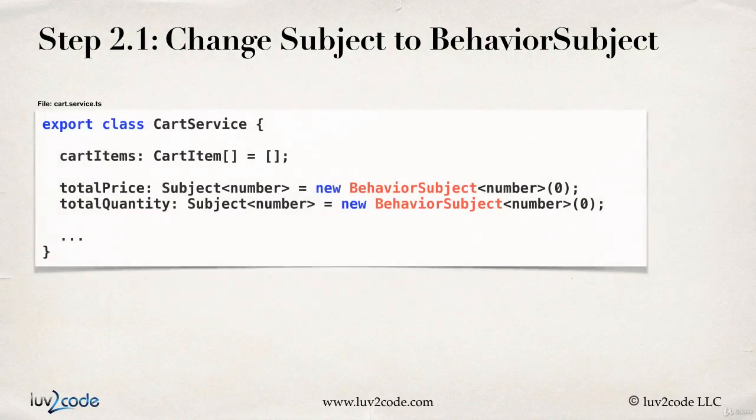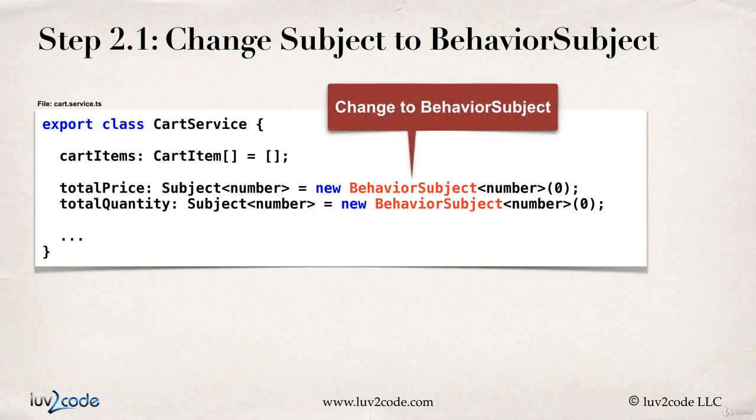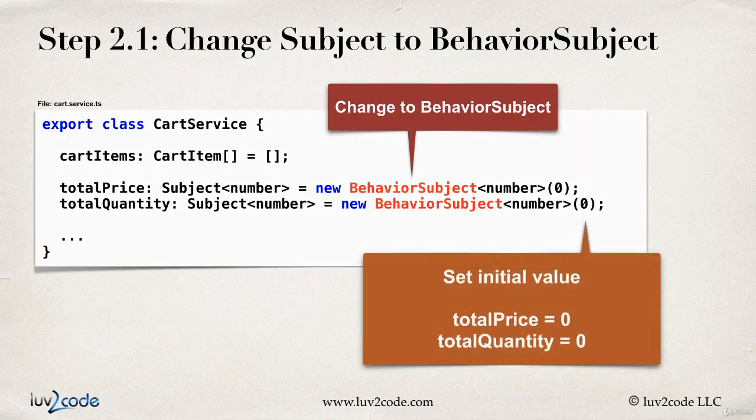And then in step 2.1, we're going to change the subject to a behavior subject. Remember, behavior subject is a subclass of subject. And then we'll give it the initial value, total price of 0 and total quantity of 0. Okay, so this looks pretty good. Let's go ahead and move into the next video and let's start writing some code.